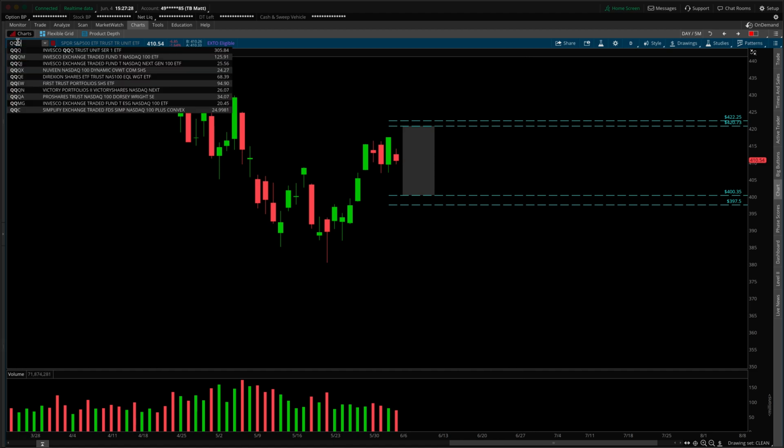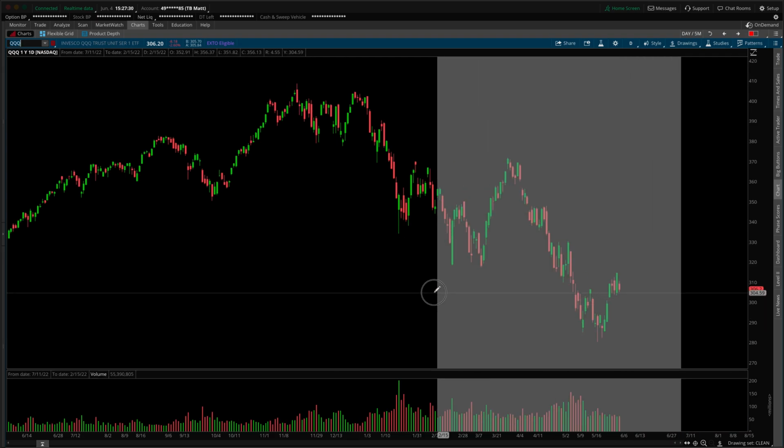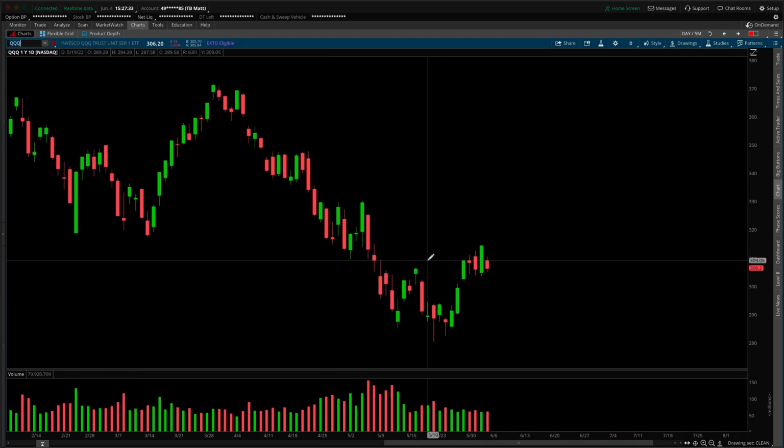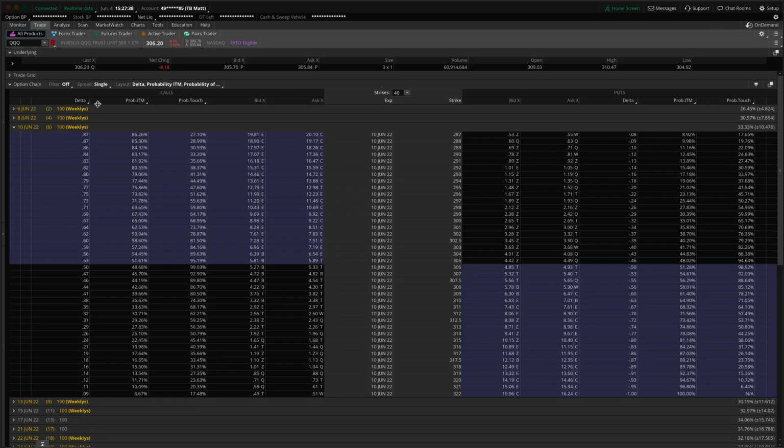So QQQ is where we want to be looking. Notice that I don't have any drawings on the chart, so we're truly starting from scratch. Let's go through and do all of the methods that we've talked about so far. We are on the QQQ. You can see that change has taken effect. If I just switch to a white arrow here, we are looking at the QQQ options chain. So thank you for bearing with me. Let's get into the second example here.